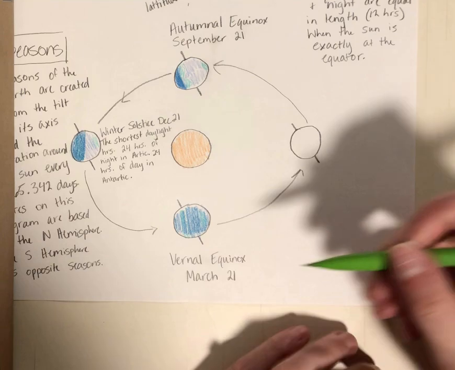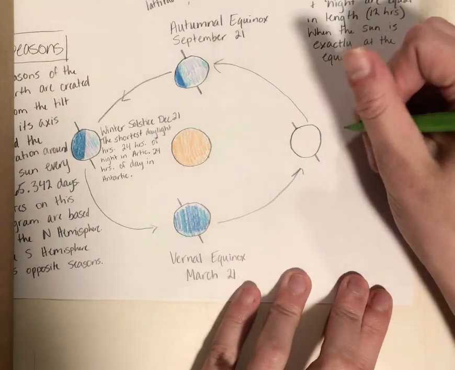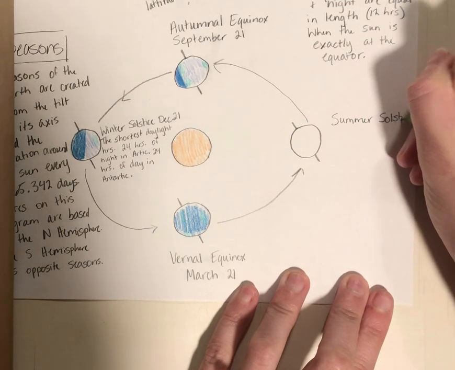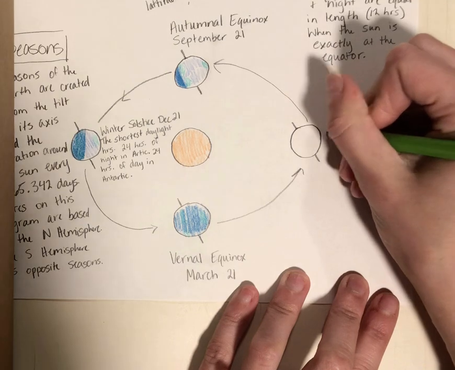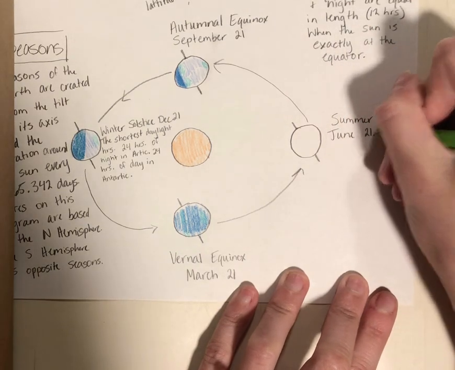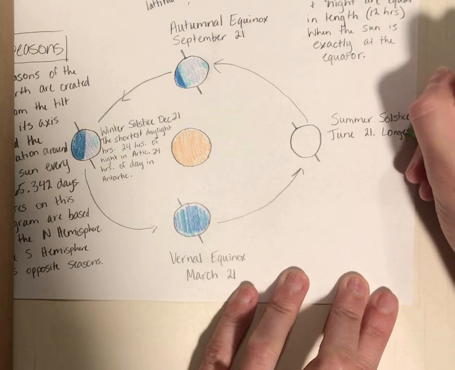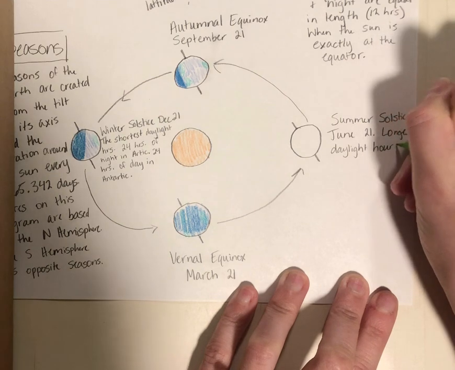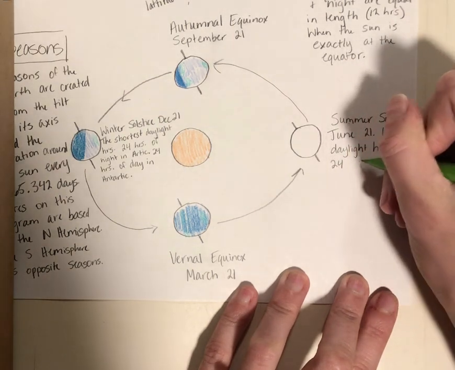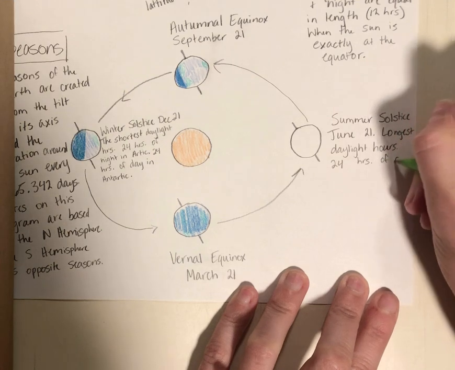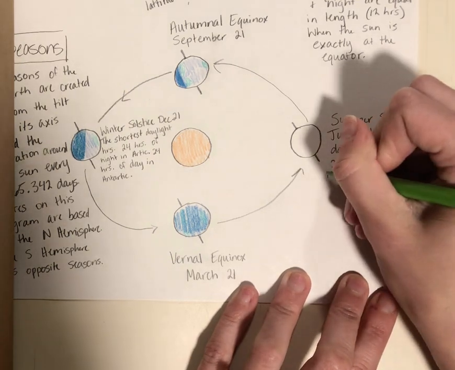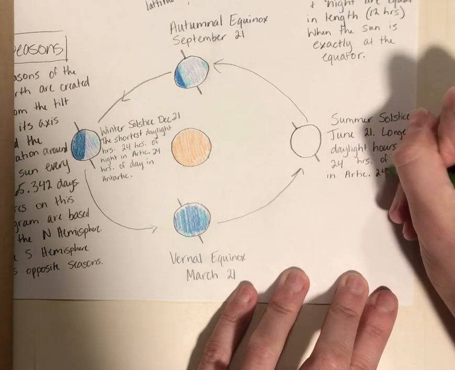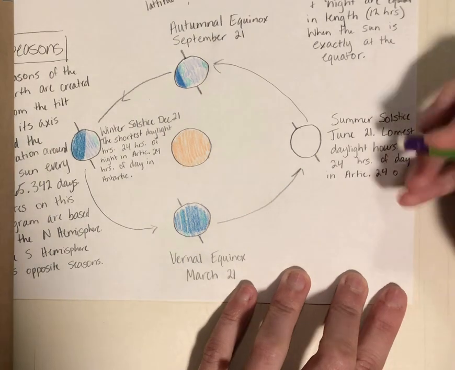Okay? And then after spring comes summer. So this is our summer solstice. And it is on June 21st. It is the longest daylight hours. So we have 24 hours of day in the Arctic. And we have 24 hours of night in Antarctic.